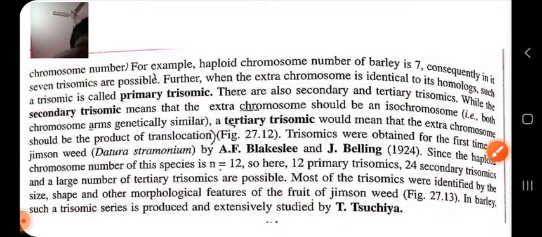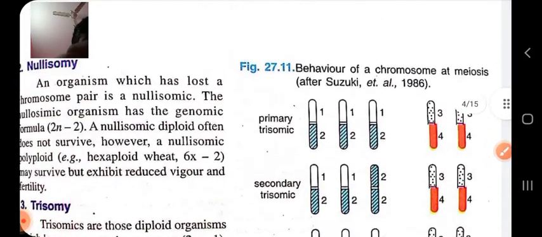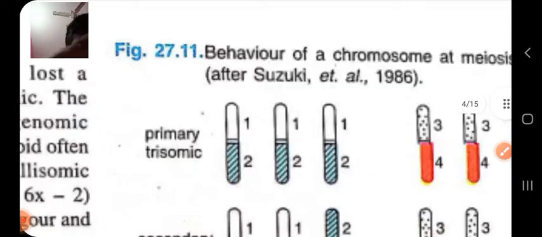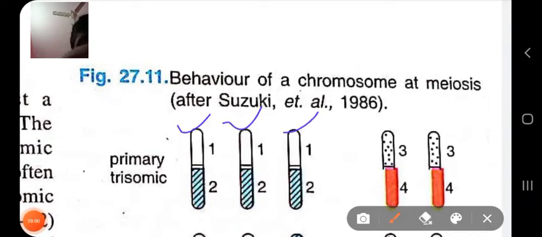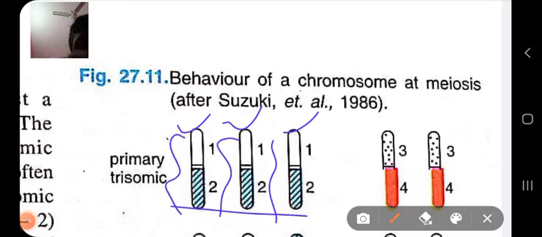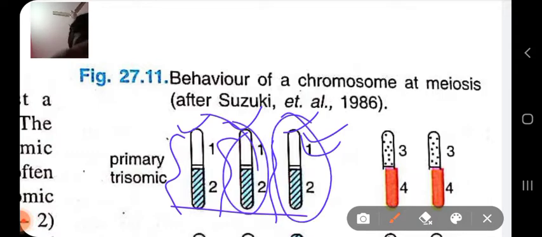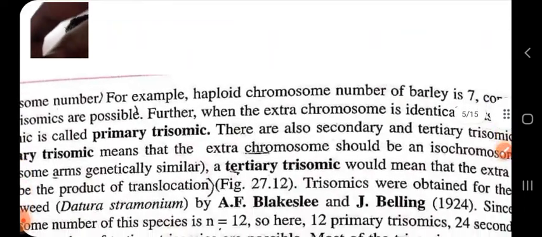So let us see the primary trisomy diagram. This is the primary trisomy. You can see 1 2, 1 2, 1 2. These are similar regions. So the three chromosomes in this set are identical to this homologous pair. That's why it is primary trisomy. What does secondary trisomy mean?